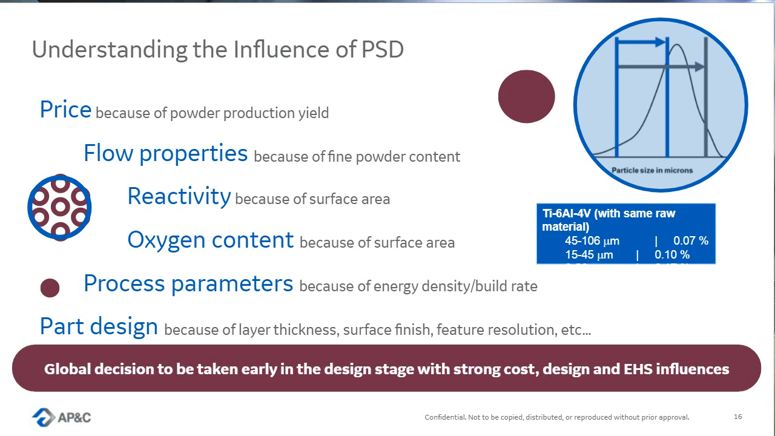So it's not that this is the best and this is the worst. It's really a question of what you're trying to print, how big, and what cost you're driving. To us, it's really a decision that needs to be taken at an early stage because it has strong cost, design, and EHS influences. And it's not just about your machine and your parts, but also your full plant. If you're dealing with something that is more reactive, obviously your plant needs to be designed differently.